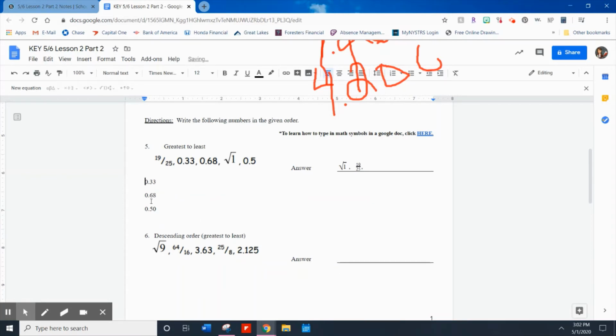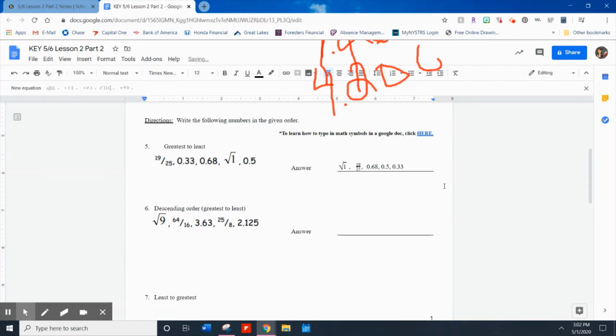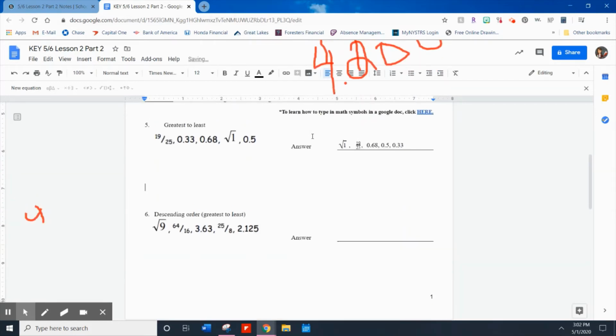Okay, next biggest one, 0.68. That one's just a plain old decimal. And that one didn't come up in the equation editor, but it's a basic number, so that's not a problem. Next biggest one, 0.5. And lastly, 0.33. So we have our biggest number coming first, and then our least number at the end. All right, so that's how you order those numbers. You write them out, compare them using the decimals, and then get your answer.